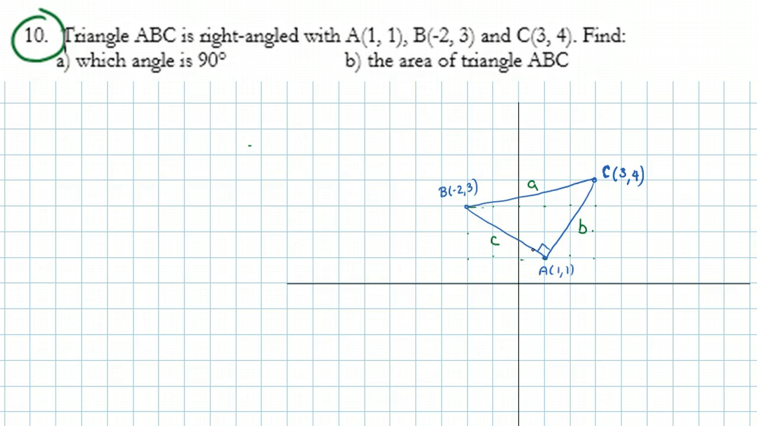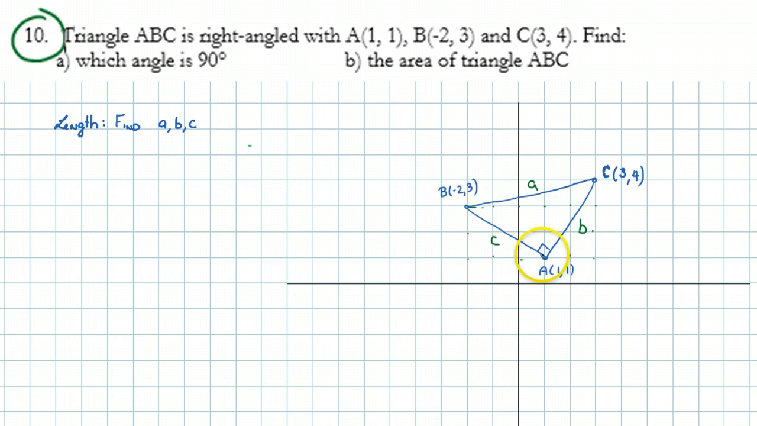However, let's consider cases where the diagram is not as easy to draw. So we have to use some algebraic arguments here about what makes a 90 degree angle. There's a couple of ways you can do this. One way is to use the length argument. What I mean by that is I'm going to find the length of each side. I'm going to find a, b, and c.